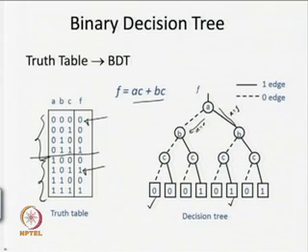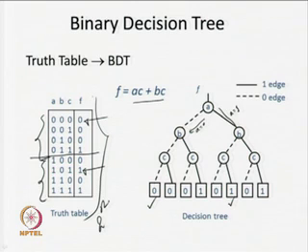Now, you just see that we have a truth table, and I am getting a BDT, binary decision tree. What advantage are we getting by representing this truth table with the help of a BDT? If you look into it, as such we are not getting any advantage, because when I represent it with truth tables, I get a total of 2 to the power n entries if I have n number of variables.